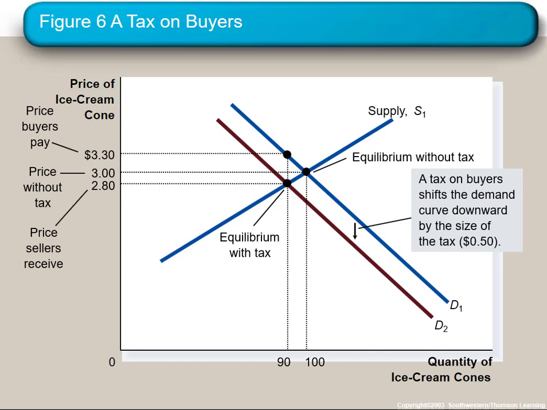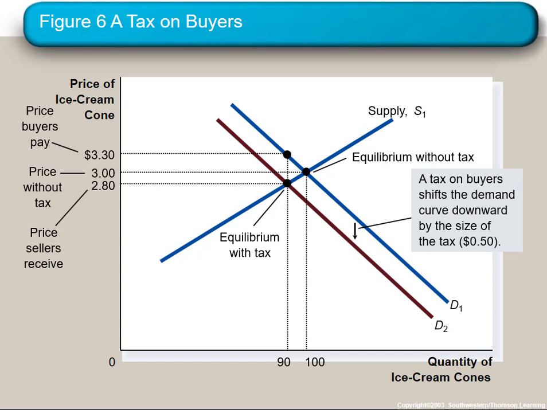Now, I want you to notice that if you compare it to the before-tax equilibrium, the buyers are paying more than they were paying before, but only a fraction of the tax. The tax is 50 cents, but the buyers are only paying an additional 30 cents because of the tax. And the sellers are receiving not $3, but only $2.80. So they're not suffering the full amount of the tax, but only 20 cents of that 50 cents.